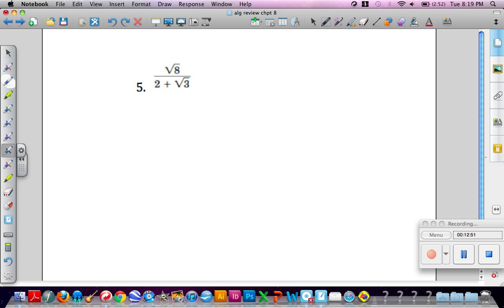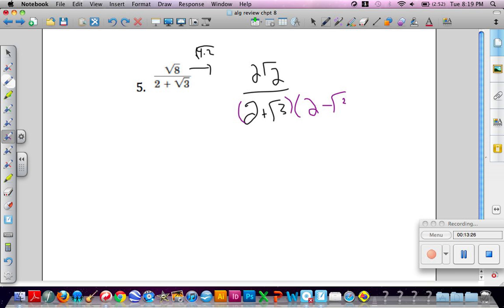My last problem. First thing I need to do is simplify 8. Well, 8 is 4 times 2. So the square root of 4 is 2 root 2. On the bottom I have 2 plus root 3. Now I'm sure you're saying, I need to multiply by root 3. These are together and they need to stay together. You can't just multiply by root 3. You're going to multiply by what's called the conjugate. Notice how I just changed the sign there?